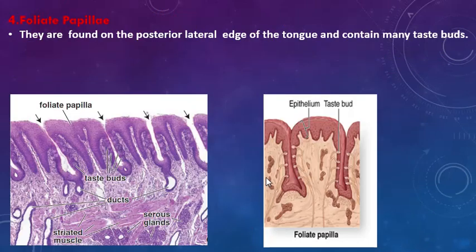Foliate papillae are found on the posterior lateral edge of the tongue and contain many taste buds.